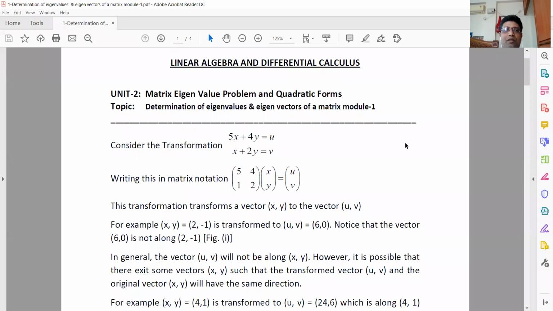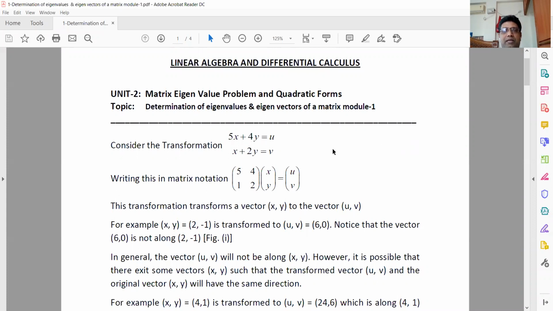Hello, welcome to the second unit, Matrix Eigenvalue Problem and Quadratic Forms. In this lecture, we are going to see how to determine the eigenvalues and eigenvectors of a matrix. Let us consider first the transformation.